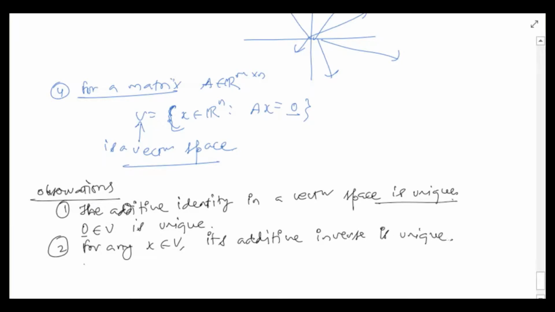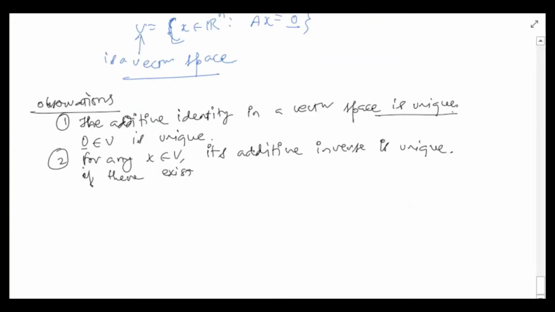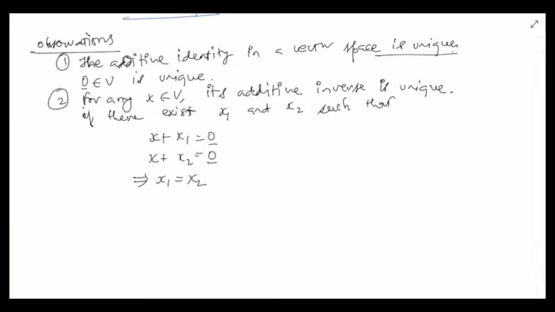In other words, if there exist x1 and x2 such that x plus x1 is the 0 vector and x plus x2 is also the 0 vector, in that case x1 and x2 will have to be the same. Okay. What is the third property?